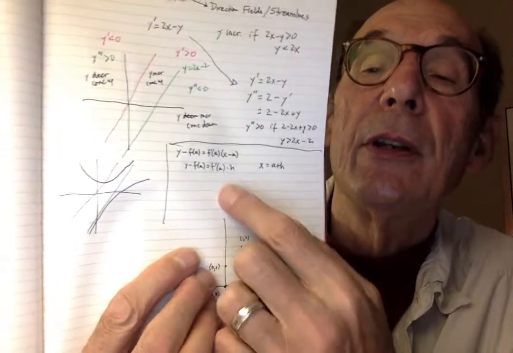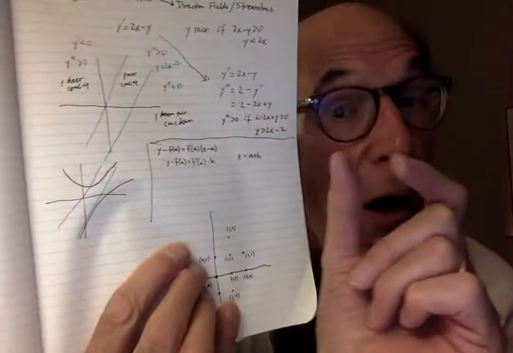what we have is that y minus f of a is f prime of a times h. This is saying x is a plus h. This is the same kind of h we had when we were looking at the derivatives. So h is a little horizontal change.